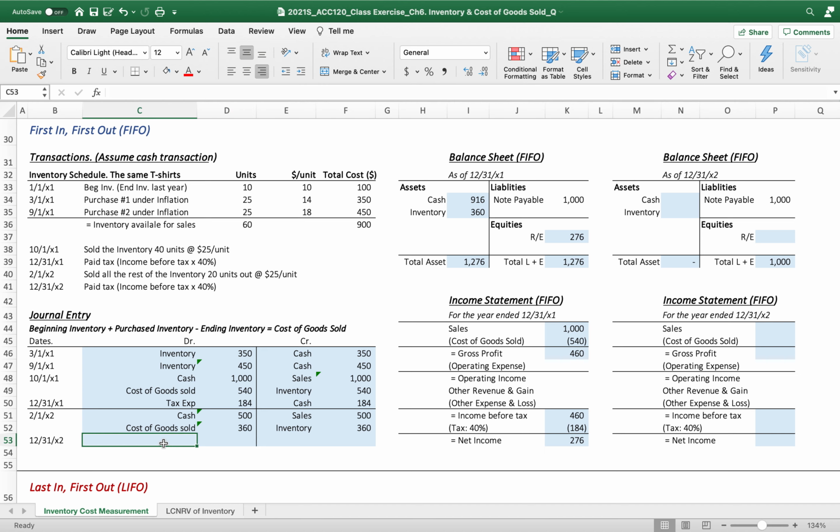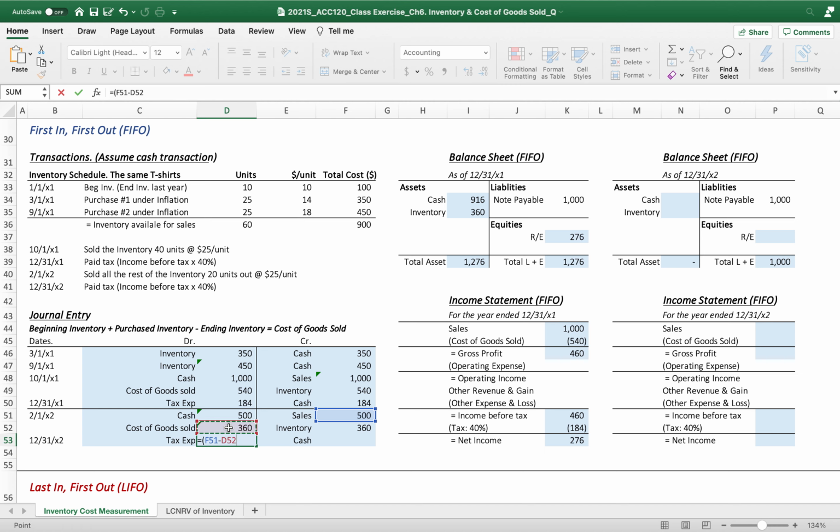Then how do you record the tax expense on December 31st, the tax paid and the cash out? How do you calculate it? In the same way, the sales minus the cost of goods sold, which is the gross profit. If you don't have any other transaction, that is income before tax, times 40%. So $58. So cash out $58. Okay, then let's post this journal entry into the balance sheet.